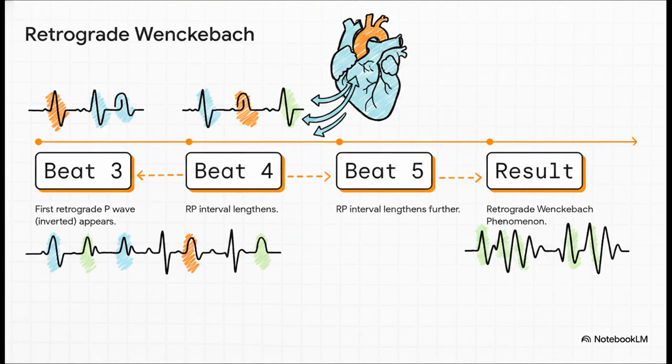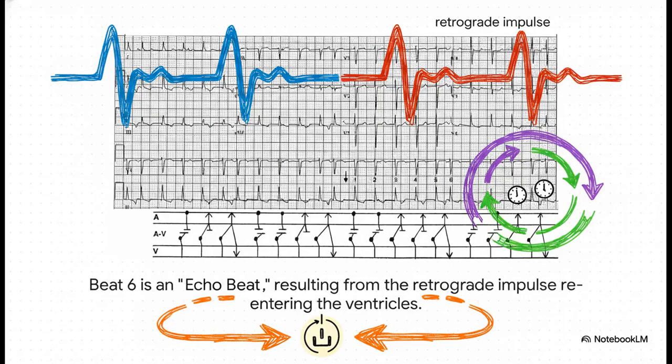Okay, now I want you to shift your focus to the inverted P waves following beats 3, 4, and 5. These are retrograde P waves. The impulse from the junction is traveling backward up into the atria. But notice the timing. The interval from the R wave to that P wave gets progressively longer with each beat. This is the classic signature of Wenckebach conduction, a progressive delay until a beat is dropped. But here it's happening in reverse, from ventricle to atrium. This is just a beautiful example of a retrograde VA Wenckebach phenomenon. And this is the climax of the story.